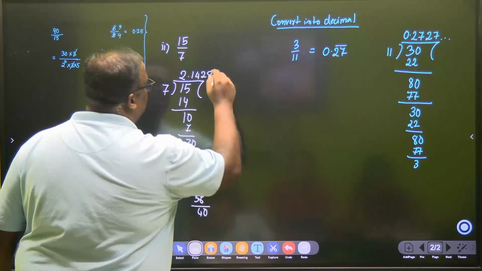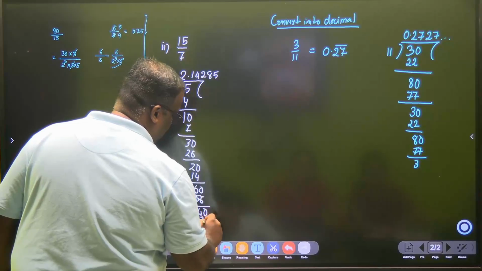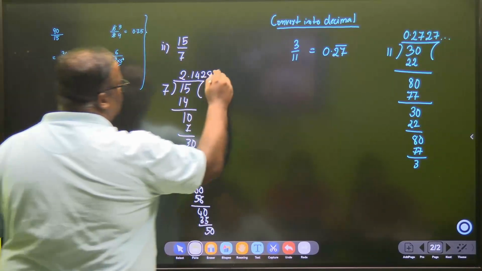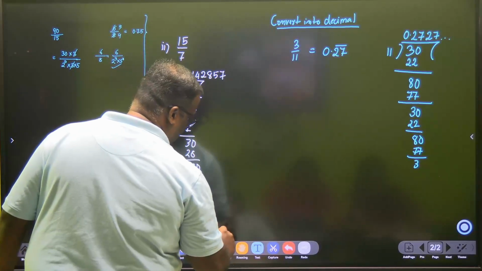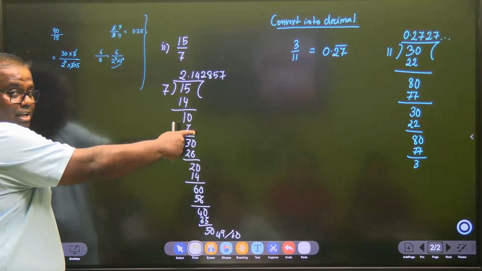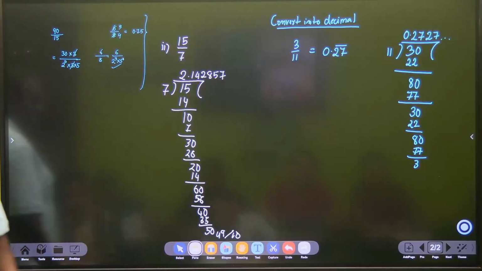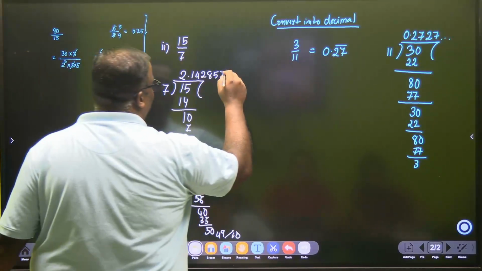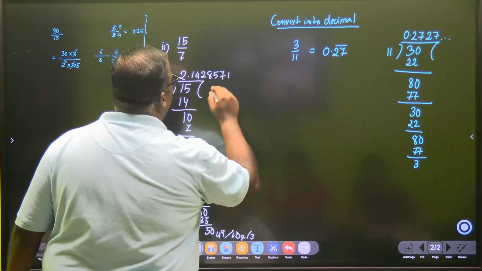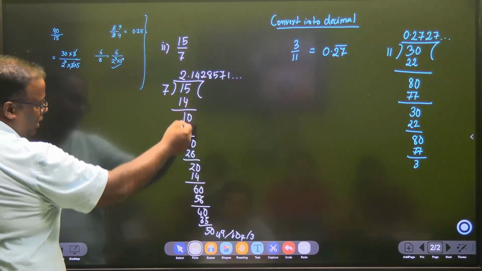56 gives me how much? 4, 40. 7 5s are 35. Then how much do I get? 50. Then 7 7s are 49. So I get how much now? 10. Now see, I have got a 10. Once you get a 10, the drama will repeat again. Yes or no? So 10 means again it becomes 7 1s are 7, and then it's a 3. So we know that it is going to repeat in this fashion. Once you get a 10, you get to know that after 10, the same sequence will follow.